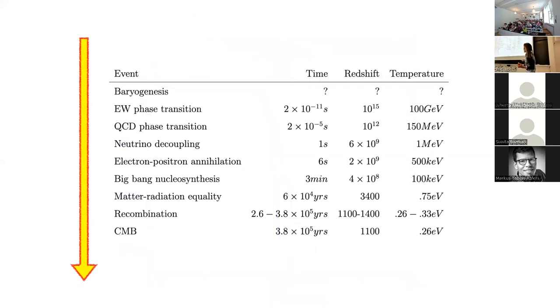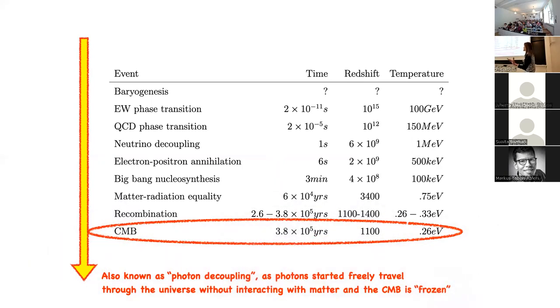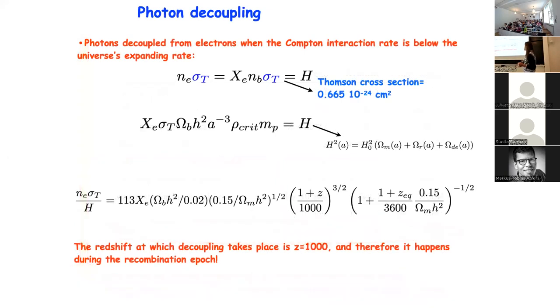Very good. And right after recombination, we have the so-called CMB period. It's also known as photon decoupling, because photons started to freely travel in the universe without interacting with matter, because now the matter is in the form of neutral atoms. And the CMB is frozen. So how to compute the photon decoupling?